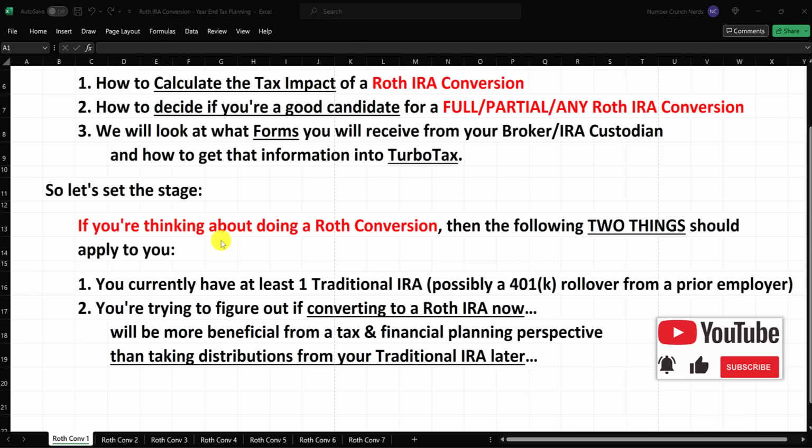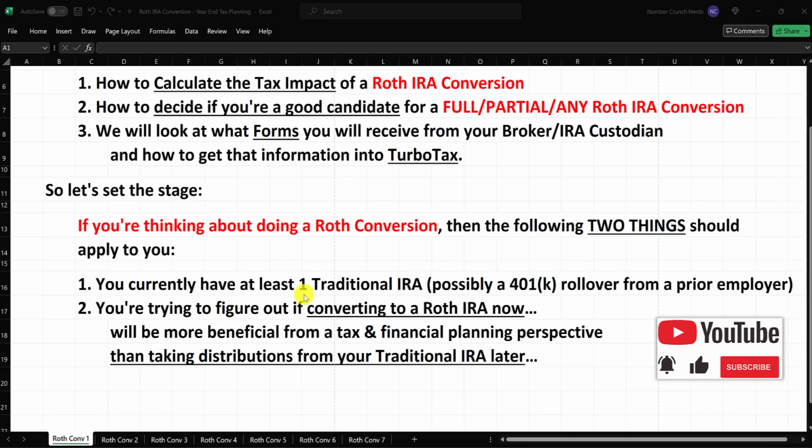If you are thinking about doing a Roth conversion, then the following 2 things should apply to you. Number 1, you currently have at least one traditional IRA, and it possibly could be a 401k rollover from a prior employer. That's a very common situation. You were with an employer, you contributed to the 401k plan, you left the employer, and that 401k was rolled over into what is known as a traditional IRA. That's a very common situation.